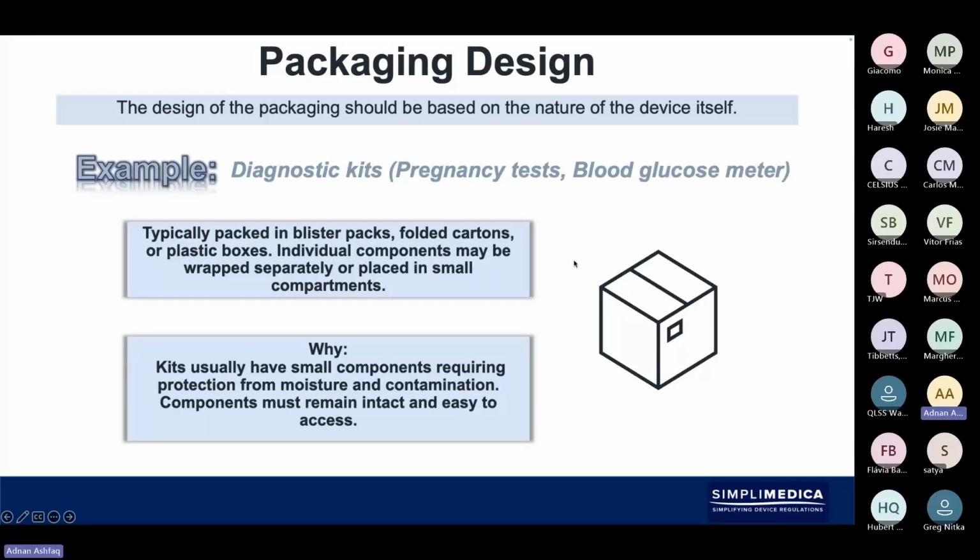And then when you've got things like diagnostic kits, pregnancy tests, and blood glucose meters or monitors, typically, again, they could be in blister packs, folded cartons with plastic boxes, and then these could also be in different compartments. And then also, again, because you've got moisture and contamination, which can reach the device, that needs to be protected. So the purpose of the blister packs has to be to protect from moisture as well as contamination.